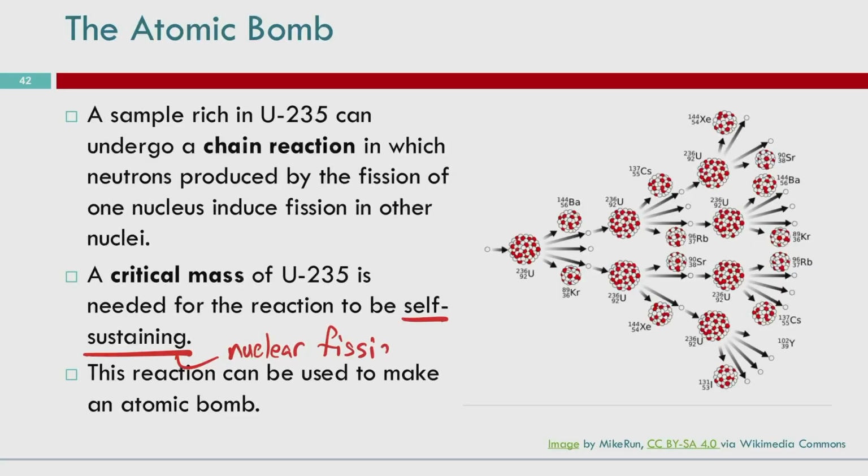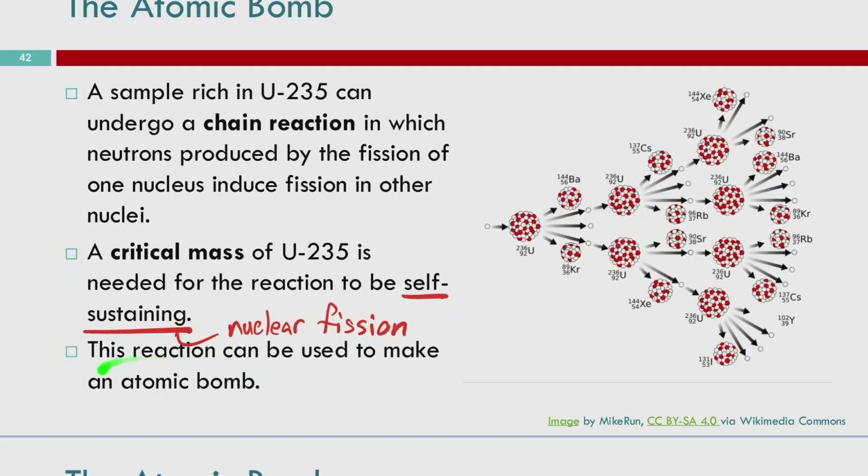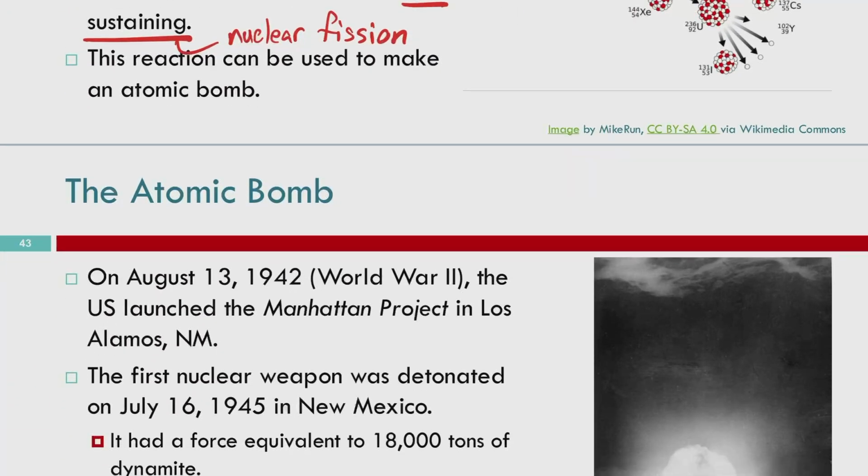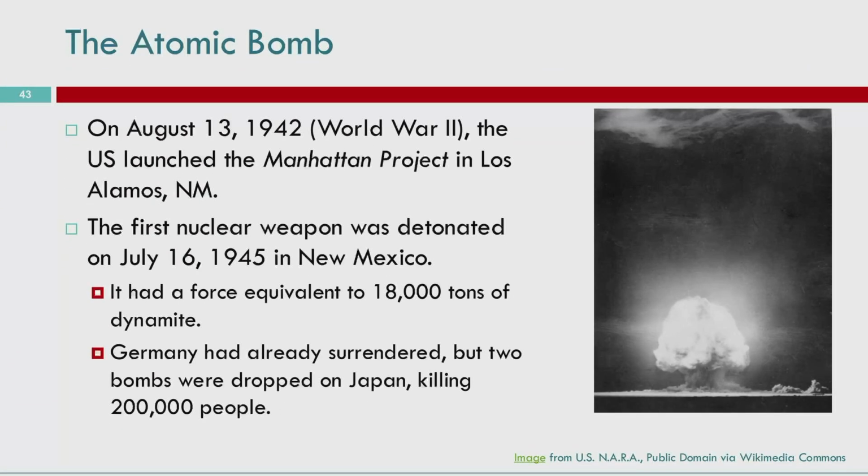Self-sustaining nuclear fission. Eventually it gets to the point that the amount of energy it releases is what causes an atomic explosion. So if you have enough uranium-235, you can make a nuclear weapon.